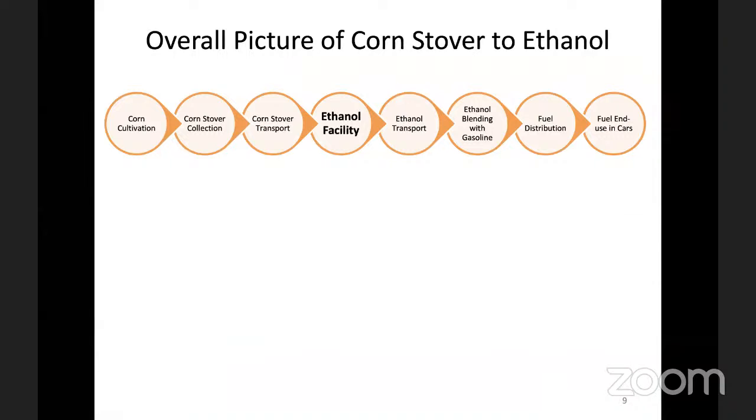So if you look at the overall picture of corn stover to ethanol, you have corn cultivation, stover collection, corn stover transport, the ethanol facility, ethanol transport, ethanol blending with gasoline, fuel distribution, and fuel end use in cars. Now, process engineers fit into the ethanol facility. However, you may be fitting into any one of the other stages, but mostly process engineers are standing at a place where they can look at the facility only.